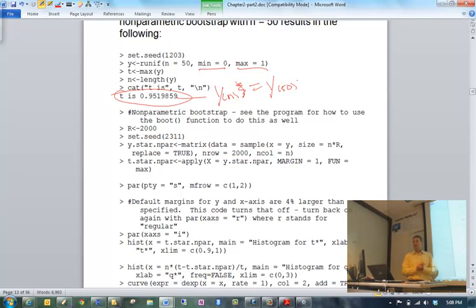So let's take some resamples. I'm going to take 2,000 resamples. Make sure I have a large enough R. Set a seed number so I can reproduce my resamples. And instead of using the boot function I just cited, let's just use the sample function because this is just a simple example. So I use the sample function the way that we've done in the past. I put the results in a 2,000 by n matrix so that each row is a resample. And then I apply the max function to each row and I put the results into t.star.n part.